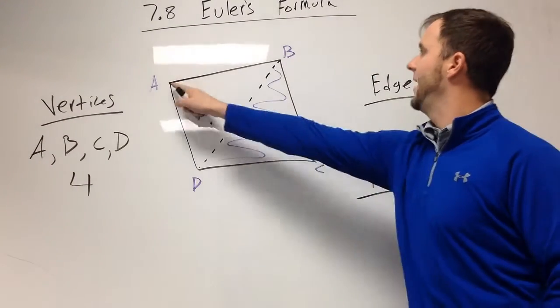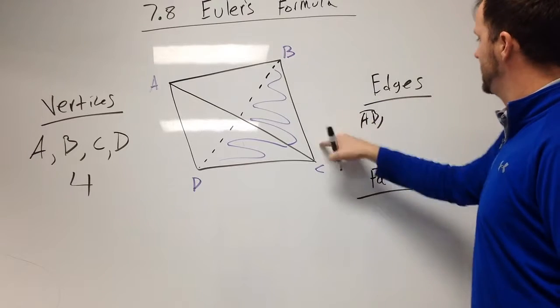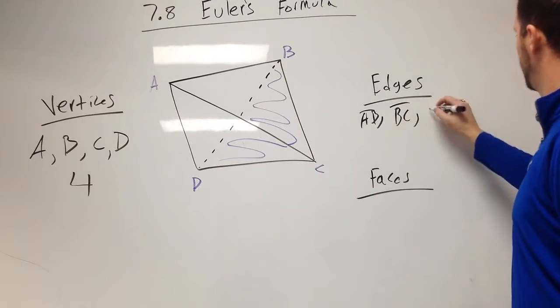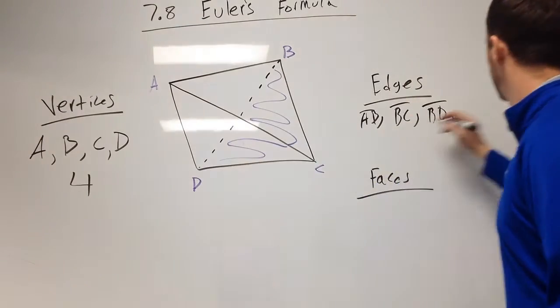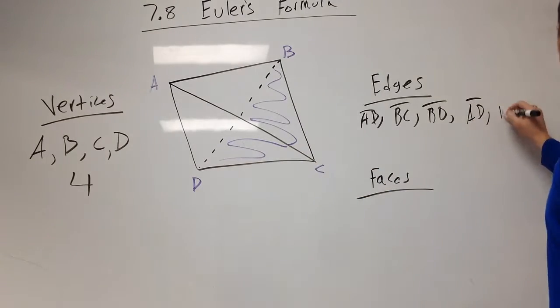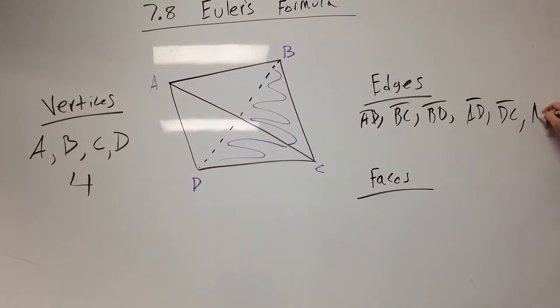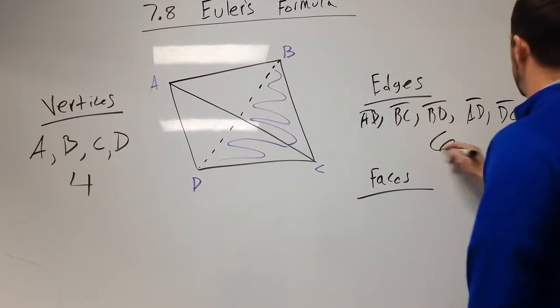Right now I have A to B, I have B to C, I have B to D, I have A to D, I have D to C, and then lastly I have A to C. So right now I have 1, 2, 3, 4, 5, 6 edges.